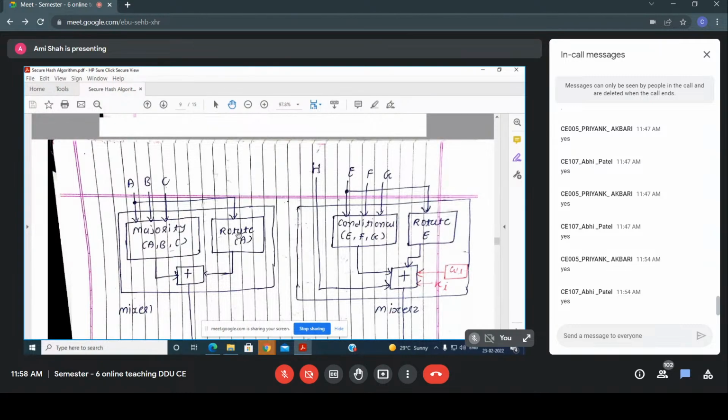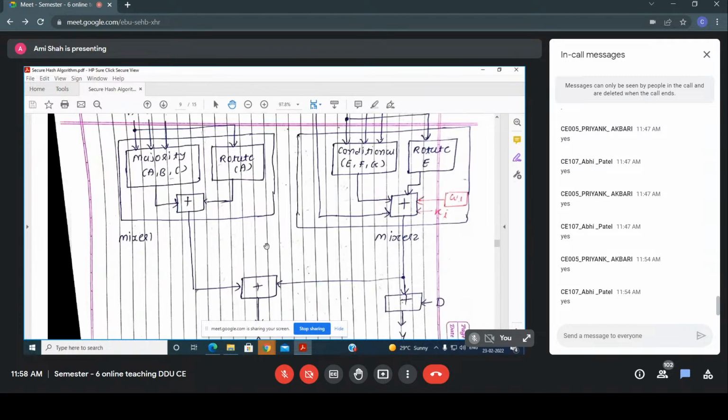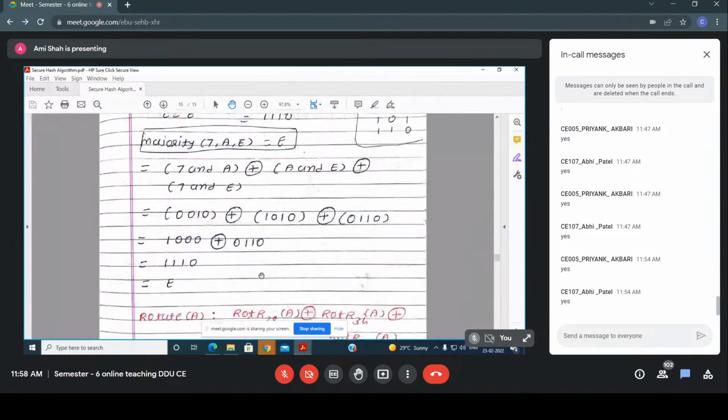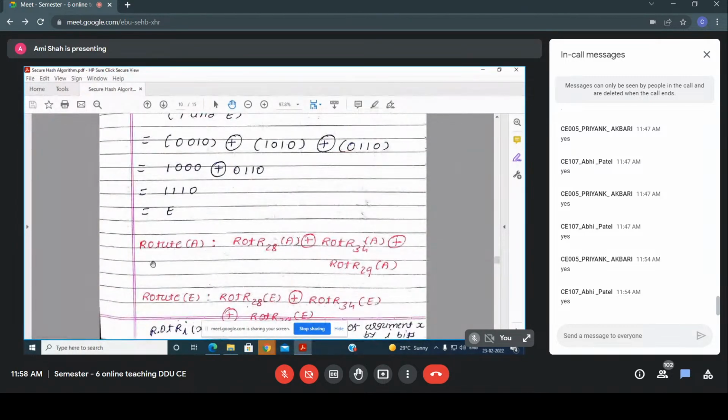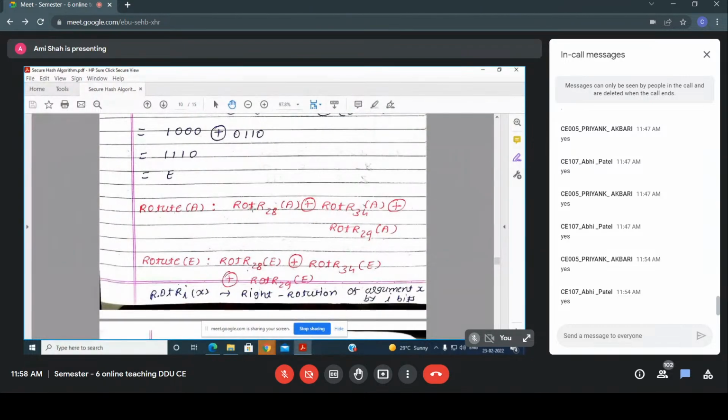Now again the question arises in your mind: how to perform the rotate operation? For rotate also I have explained this formula. The meaning of ROT is the right rotation of argument x by how many bits, 28. And this is a fixed formula. If you want to perform the rotate A, the formula is the right rotation of argument A by 28 bits XOR the right rotation of A by 34 bits XOR the right rotation of A by 39 bits. In this way you have to perform the rotate A.